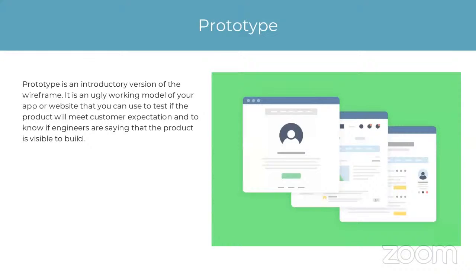So we have the prototype. A prototype is an interactive version of the wireframe. It's an ugly working model of your app or website that you can use to test if the product will meet customer expectations and to know if developers are saying the product is feasible to build.